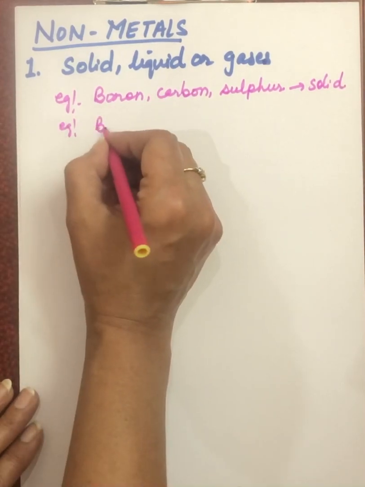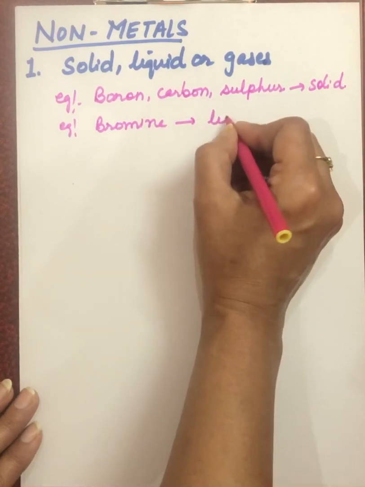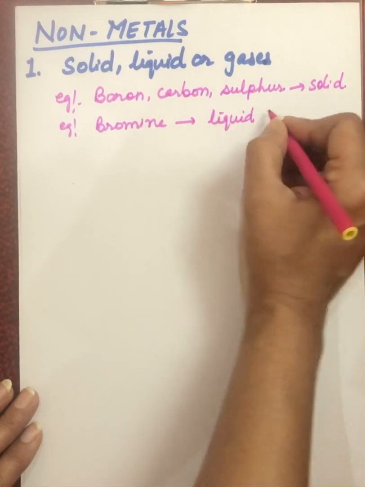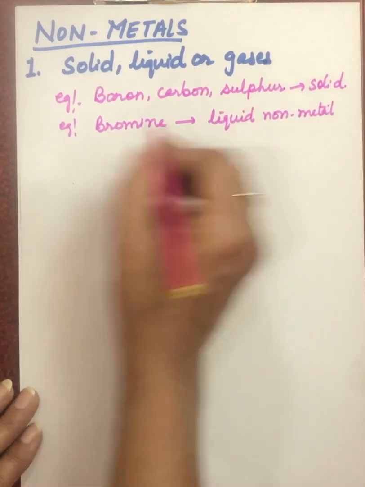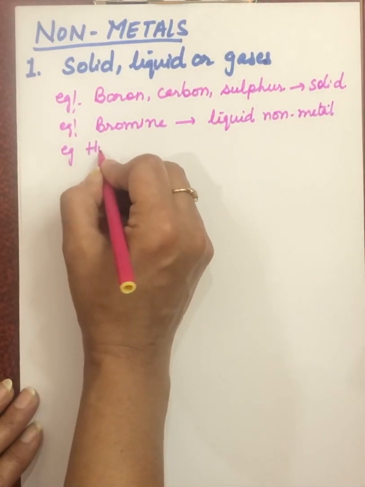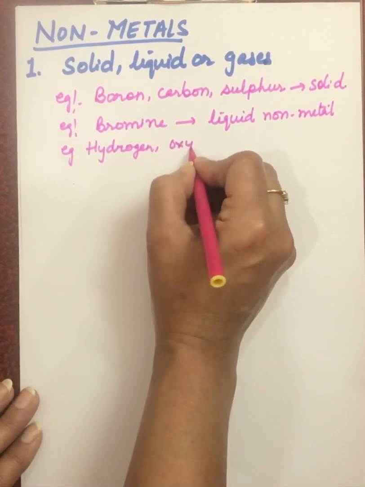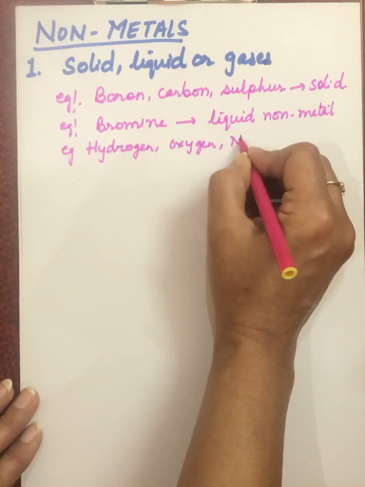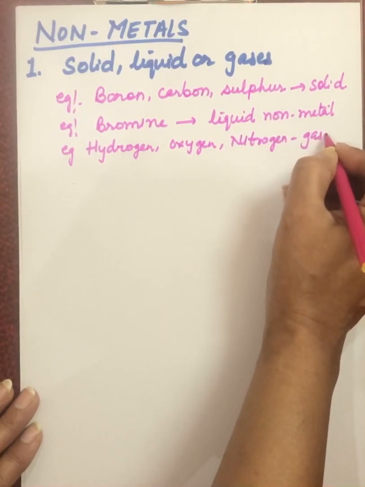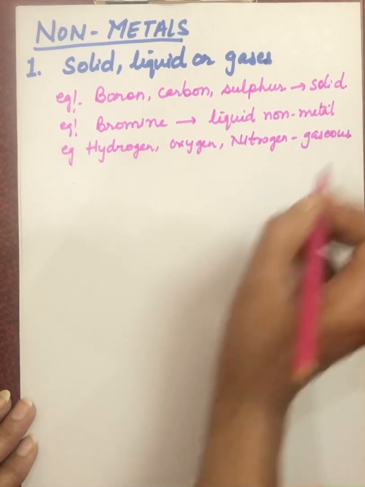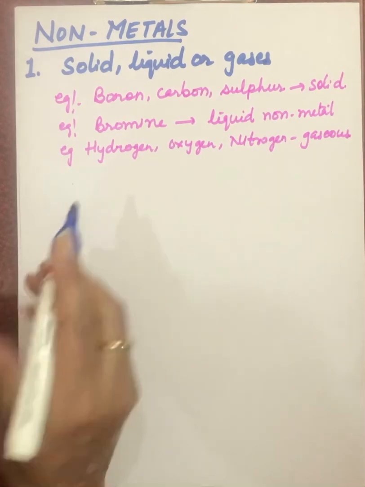Then bromine is a liquid non-metal, only one. Then hydrogen, oxygen, nitrogen, all these non-metals are in a gaseous state. So non-metals can be solid, liquid or gaseous.